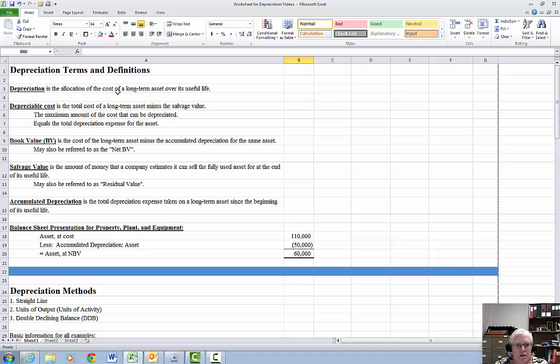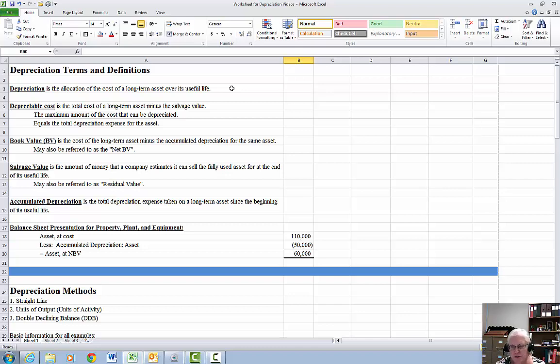Depreciation is defined as allocating the cost of a long-term asset over its useful life. So what we're doing is taking assets like property, plant, and equipment, which would be your buildings, your equipment, any machinery you have, and maybe some office furniture or office equipment. And we're going to use it over several years. So we want to match the cost of the asset, the cost of using it, with any revenue it helps us generate every year. So we do that with the depreciation.